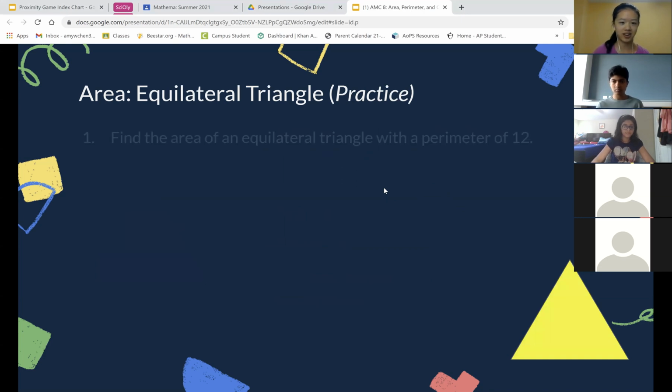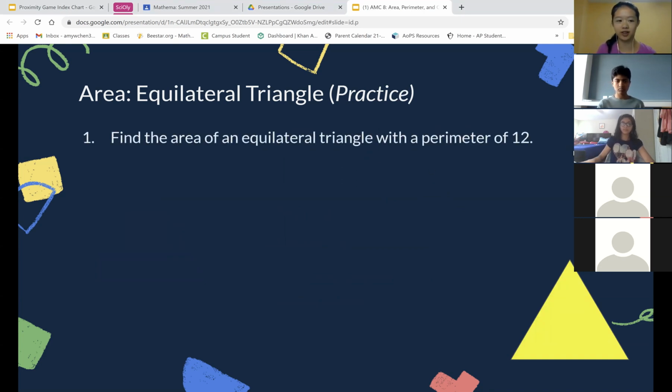Okay, I think you guys now get the chance to do some stuff with equilateral triangles. The first 3 correct answers get a point, and if somebody wants to explain, you also get a point. Find the area of an equilateral triangle with a perimeter of 12. We have to wait until some more people answer.